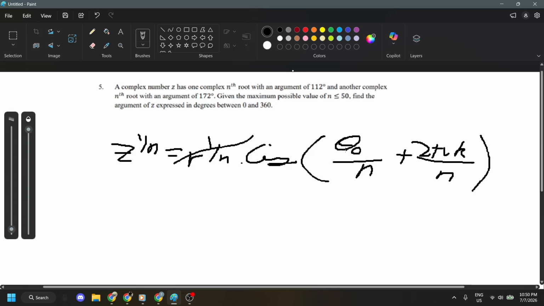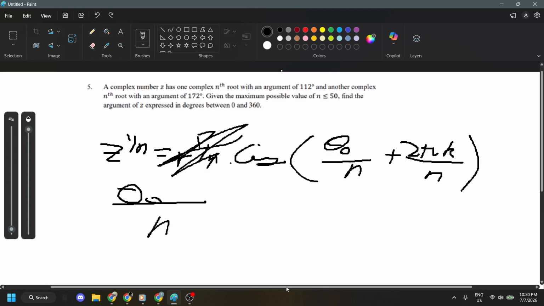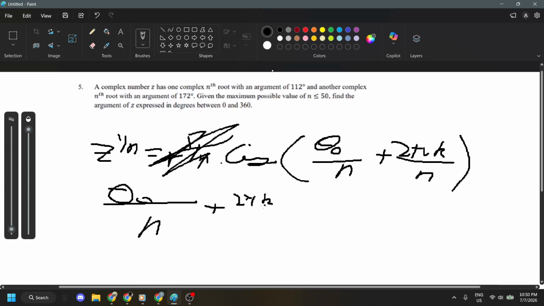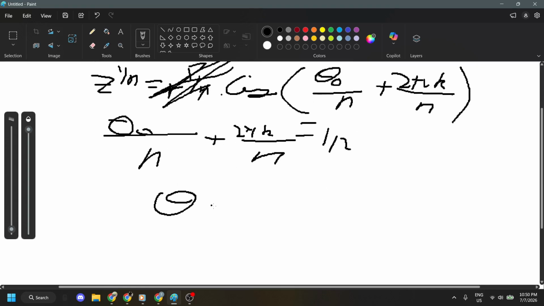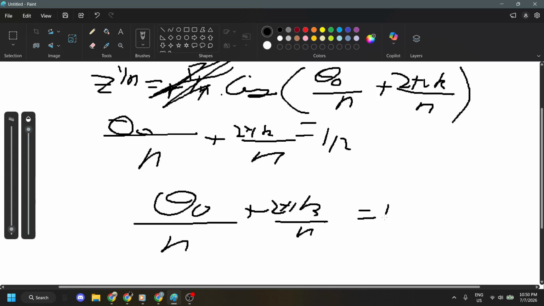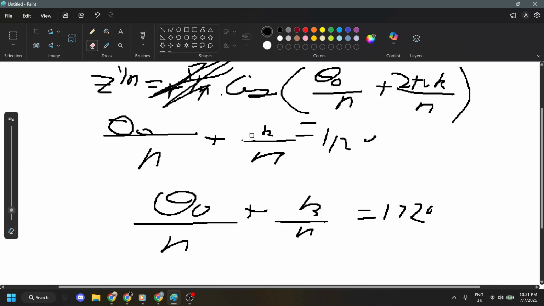So, yeah, this doesn't matter. So we're saying that theta 0 over n, which is what we're looking for, plus 2 pi k over n is equal to 112, and theta 0 over n plus 2 pi k over n is equal to 172 degrees. I should change 2 pi to 360.